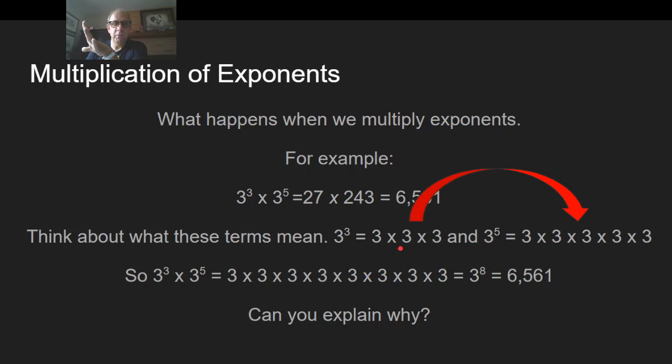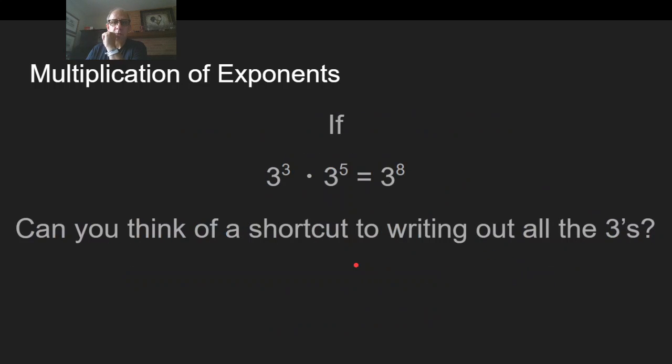Because 3 to the power 3 is 3 of them. 3 to the power 5 is 5 of them. And I'm multiplying all those together, so I'm multiplying 8 3's. Or 3 eight times is more precise. Don't make that mistake because it's easy to make. All right?